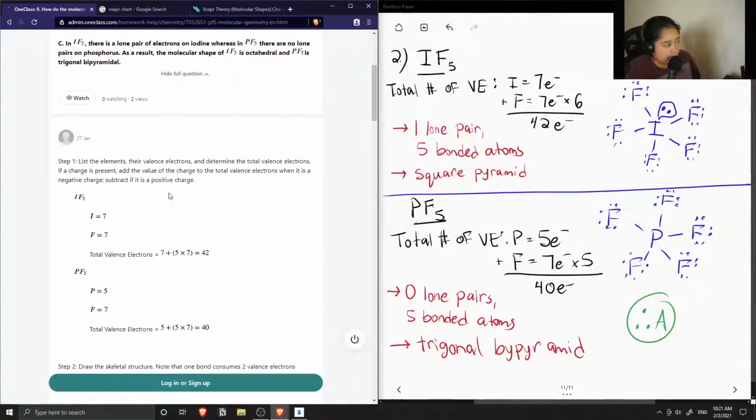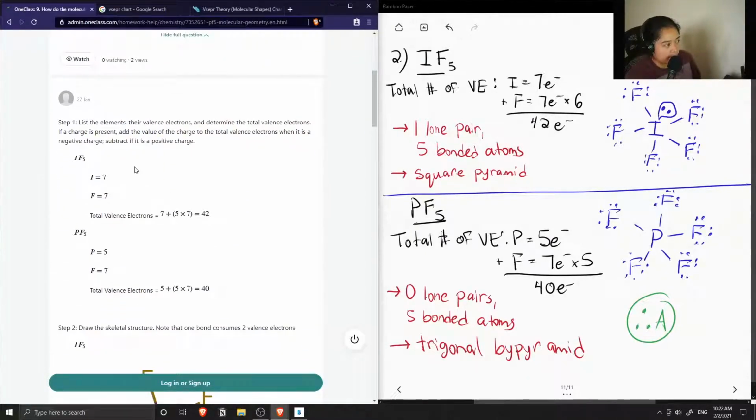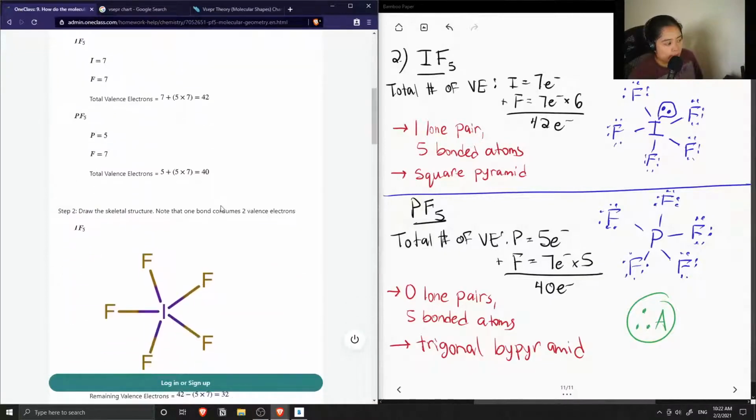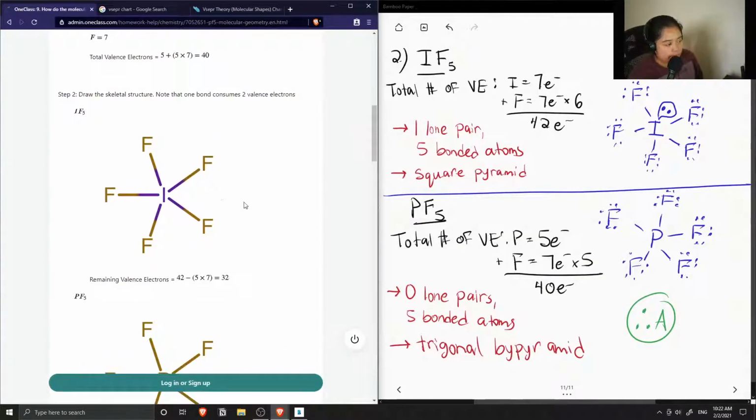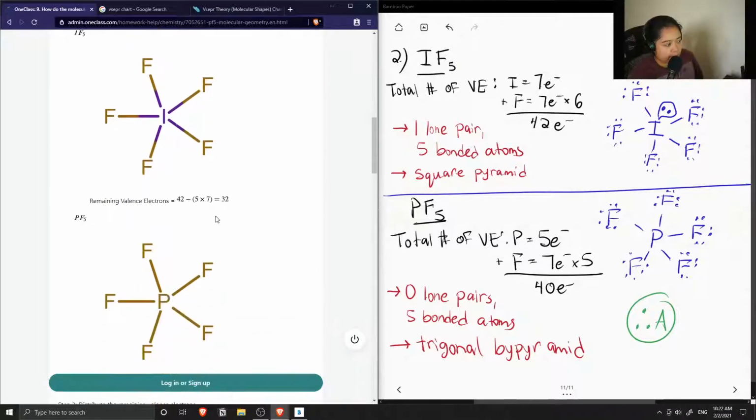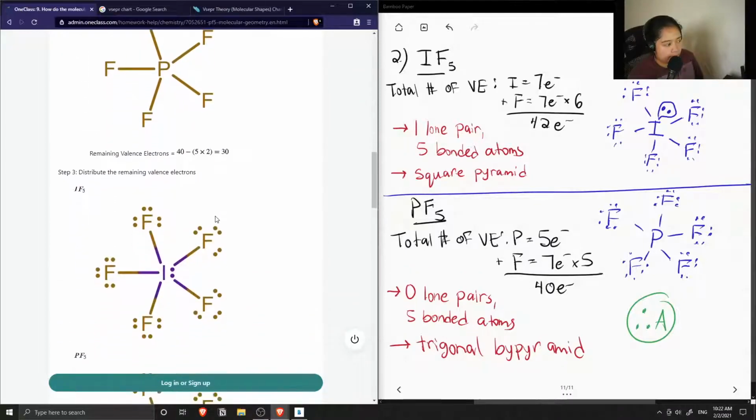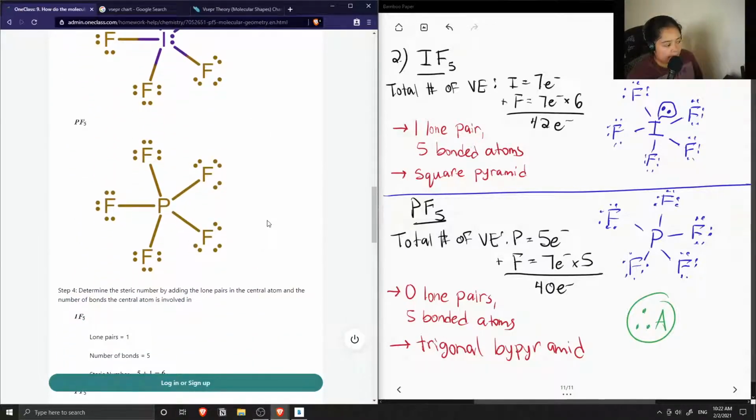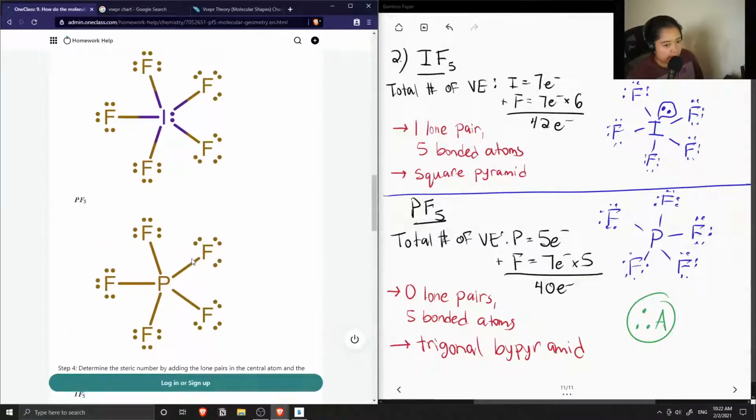Okay, so the junior tutor said for step 1, list the elements, their valence electrons, and determine the total valence electrons. If a charge is present, add the value of the charge to the total valence electrons when it is negative, and subtract if it is a positive charge. So they got 42 and 40 for our 2 compounds. So now they have the skeletal structure for both of them, and they distributed the remaining valence electrons for the 2 compounds. And you can see the lone pair on the iodine.